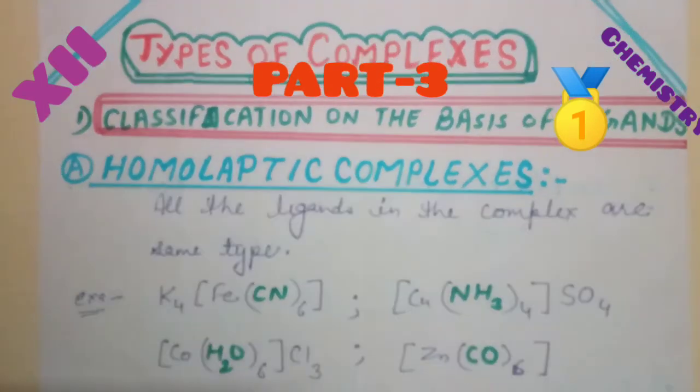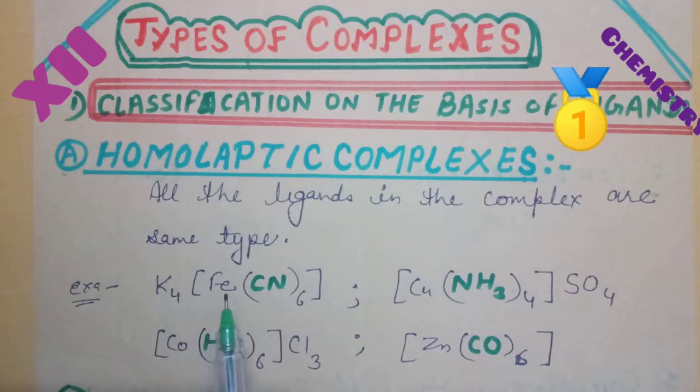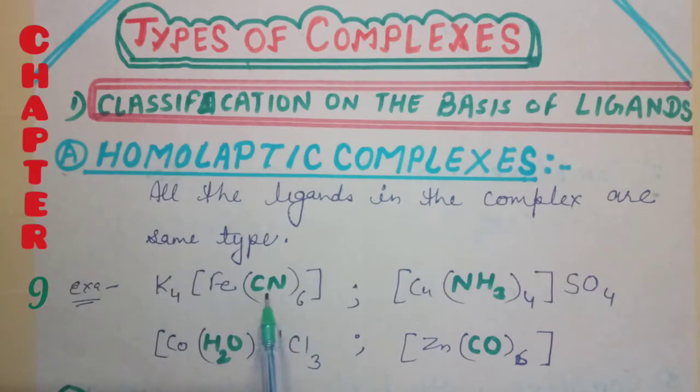See, there are some examples, like K4[Fe(CN)6]. Now I think you know very well that here K4 is the simple ion, Fe is the central metal atom, the entity is the cyanide ligand, its name is cyano, and 6 is the coordination number of Fe. Okay, clear? Everything should be clear in your mind.